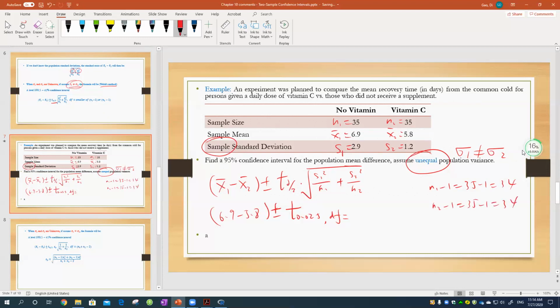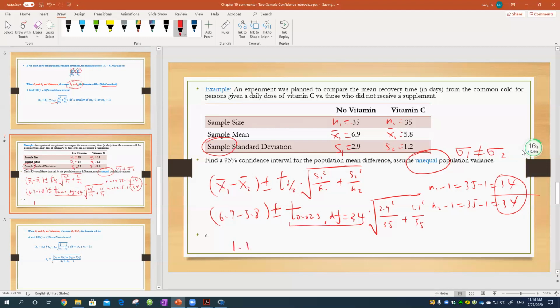So we want the smaller of these two numbers. Whichever is smaller, we're going to use that one. So in this case, they're the same. But if we have a 30, we're going to prefer the 30. But since they're the same, we just put 34 here. And times square root of s1 squared, 2.9 squared over 35 plus 1.2 squared over 35. And then we just need to check this value, right?